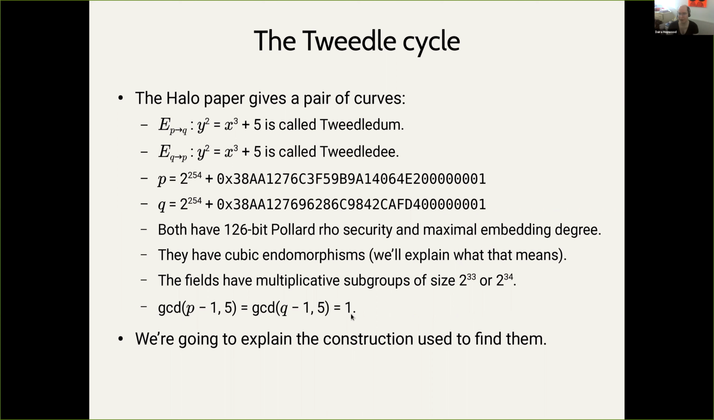And we also choose them so that these values p-1 and q-1 are relatively prime to 5, and that will allow us to do efficient hashing in the circuit. We can use algebraic hashes like Rescue and Poseidon in the circuit. Okay, so how did we find these curves?